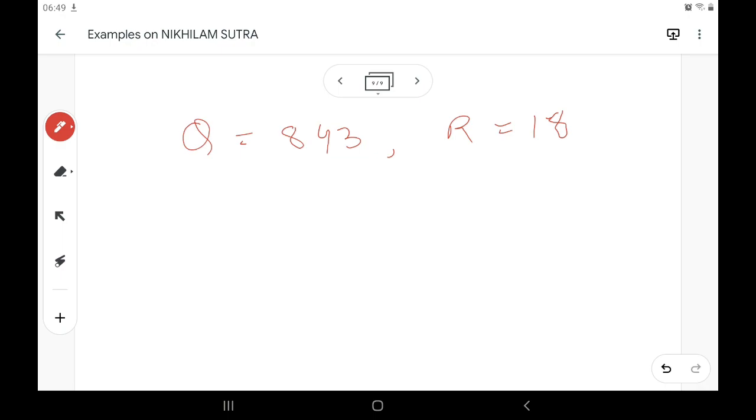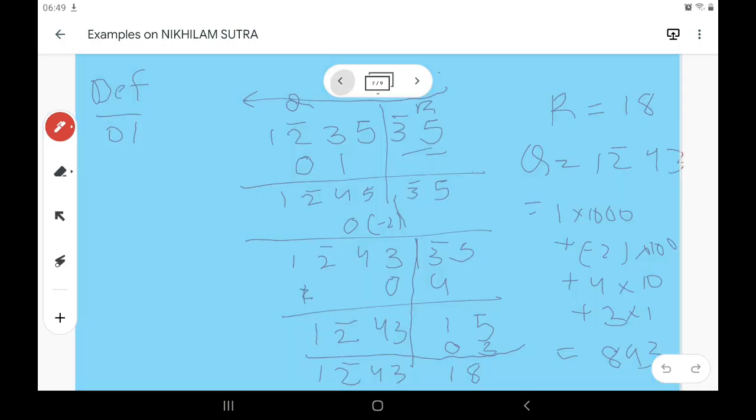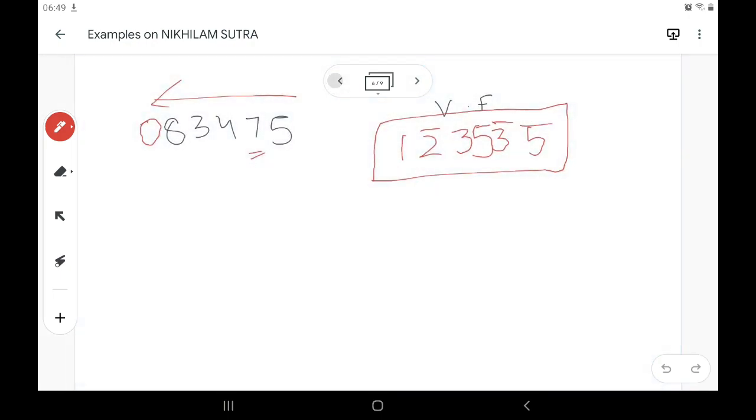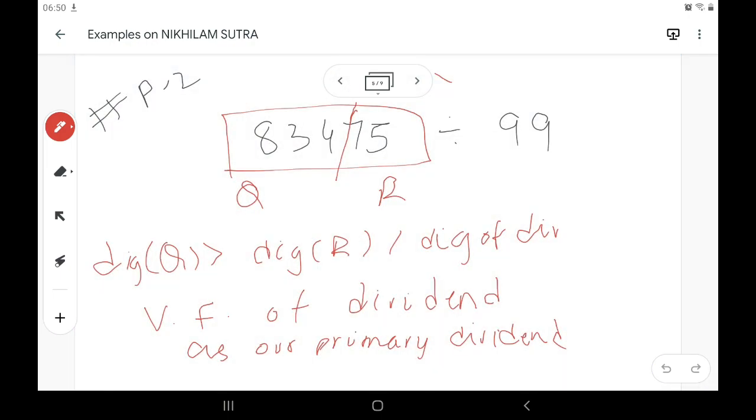The only objective of using Nikhilam Sutra while solving division calculations is you don't need to get scared or feel tensed while solving such big calculations. Like, for example, in our second problem, we took 83475 divided by 99 as our division problem. So we don't need to get tensed or feel this problem to be quite complicated while solving it in our exams.